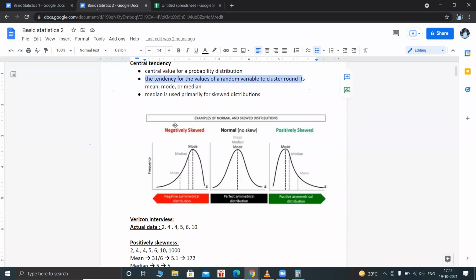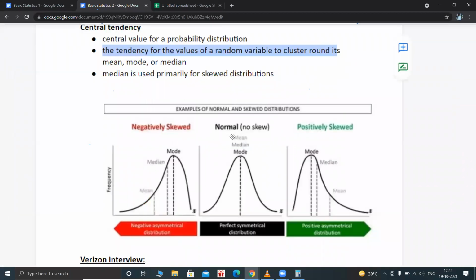See here, as you can observe, this was my normal distribution, right? Normal distribution or Gaussian distribution, both are the same. When you have a normal distribution, in this case mean, median and mode are all the same, all at one particular point, right?